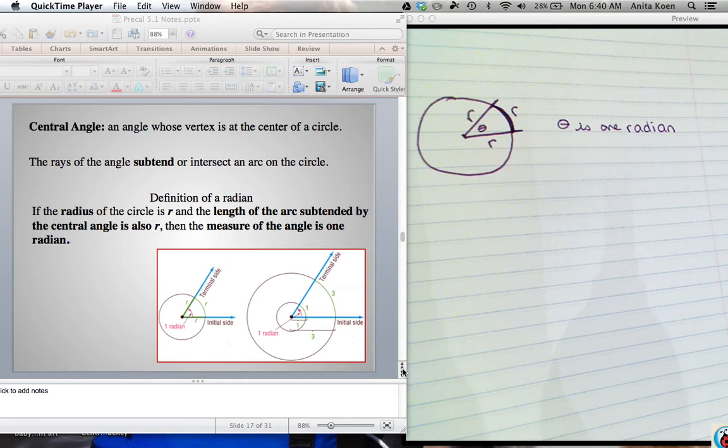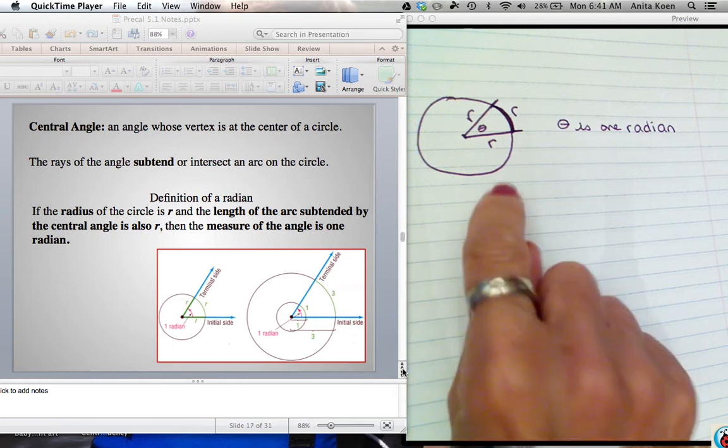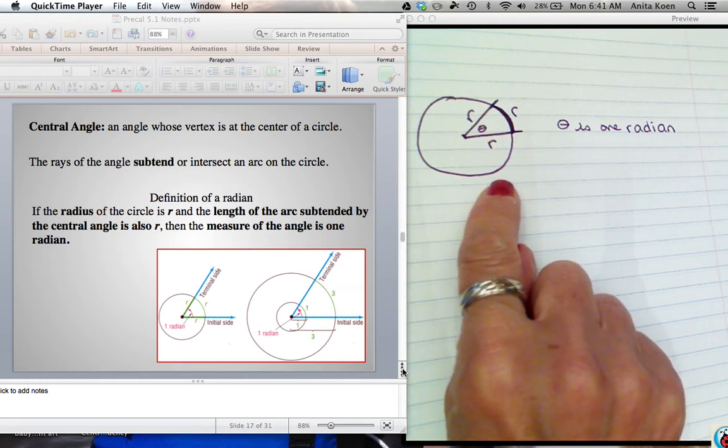Notice from the picture that it doesn't matter how big the circle is. We've got 4 different sized circles here. On the left, you've got a medium-sized circle. On the right, you've got 2 concentric circles, one small one in the middle, one bigger one on the outside, and then you've also got the one that I drew over here, which is a different size. But all of the central angles for all 4 of these are 1 radian.